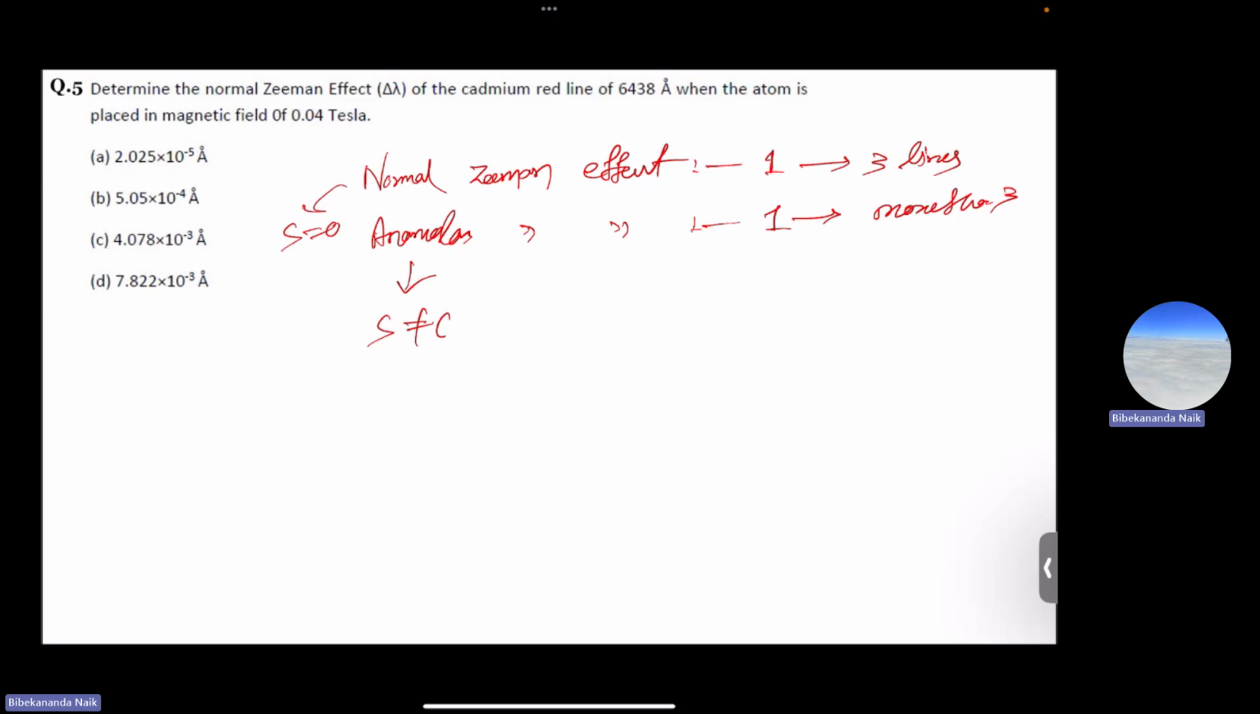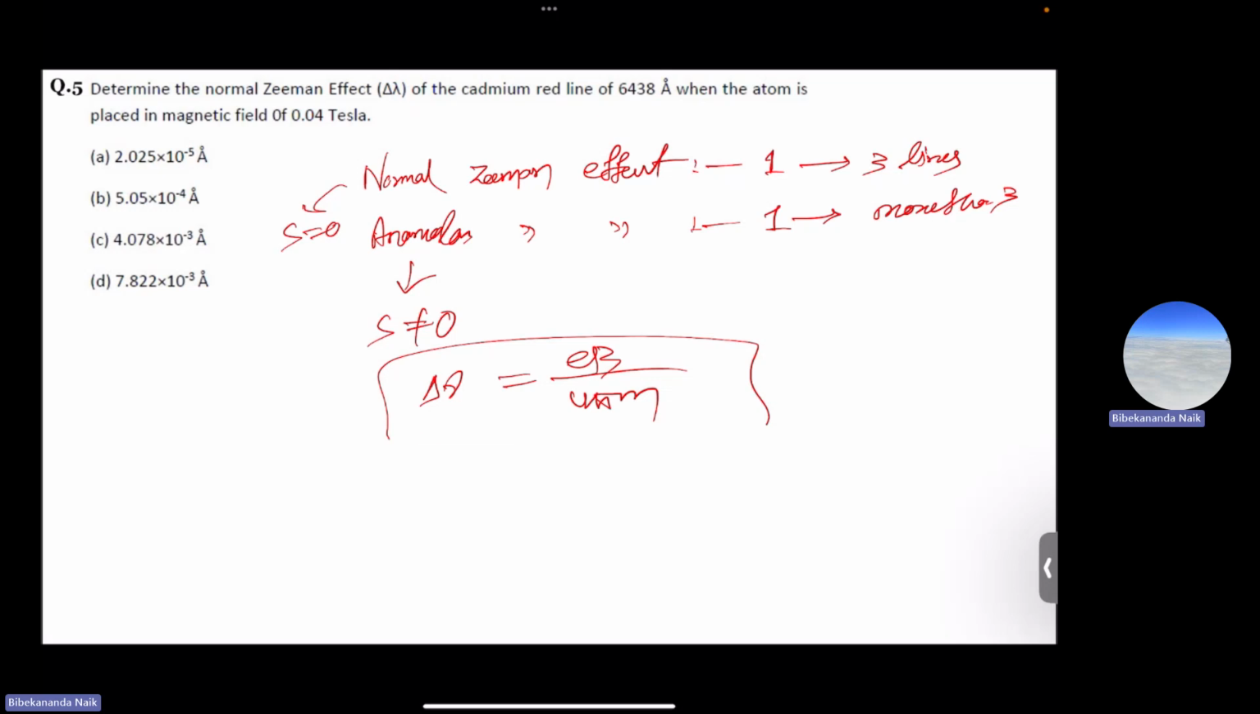So if you consider the interaction between the magnetic field and the magnetic dipole moment due to the orbital motion of the electron or the spin motion of the electron, then there will be a change in energy. If you remember, the change in energy is accompanied by a change in frequency, which is given as eB by 4 pi m. So this is the change in frequency. If the energy changes, then the frequency will also change.